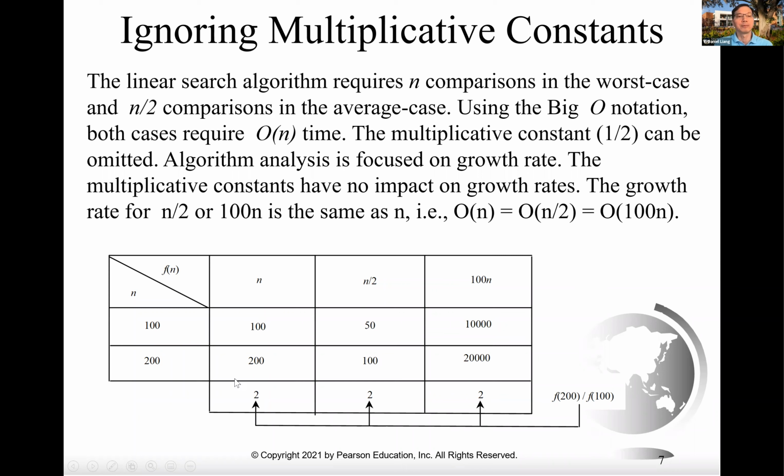This can be illustrated from this table. If n is 100, and then n is 200, the ratio is 2. For this function, this is the growth rate: if you double the size, the time is going to be doubled. This is the growth ratio. For n divided by 2, when n is 100 it's 50, and when n is 200 it's 100, and 100 divided by 50 is again 2. So the growth rate is the same, and for this reason we are going to ignore the constant factor, that is, ignore multiplicative constants.